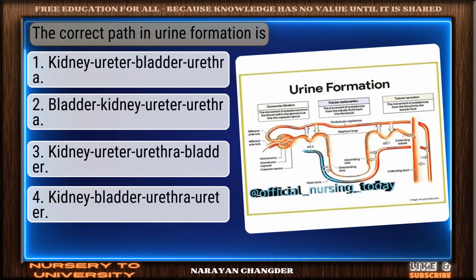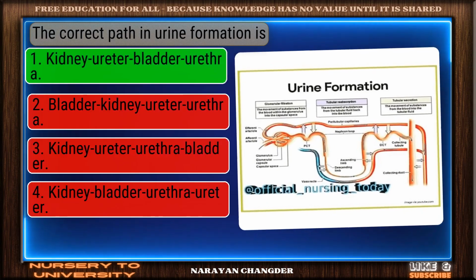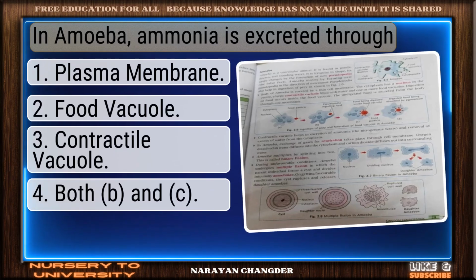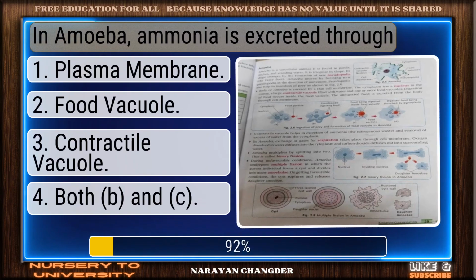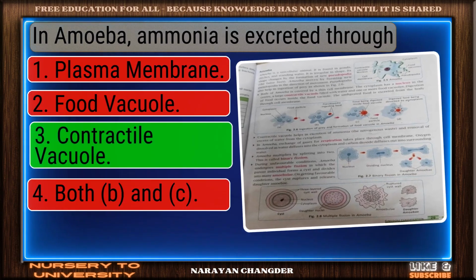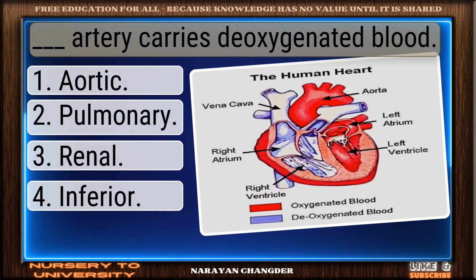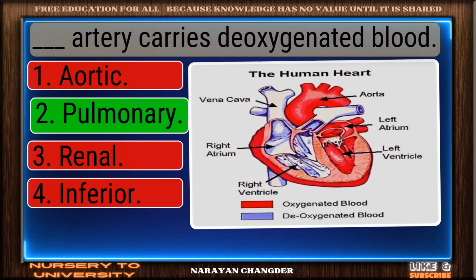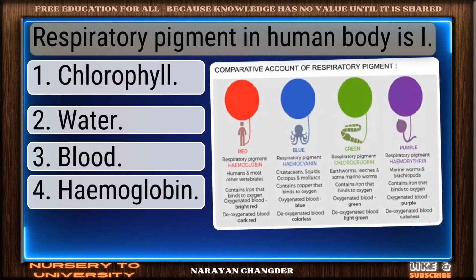The correct path in urine formation is? Nicely done. Kidney, ureter, bladder, urethra is solid. In amoeba, ammonia is excreted through? Sharp thinking. Contractile vacuole is right. Dash artery carries deoxygenated blood? Well reasoned. Pulmonary is correct.